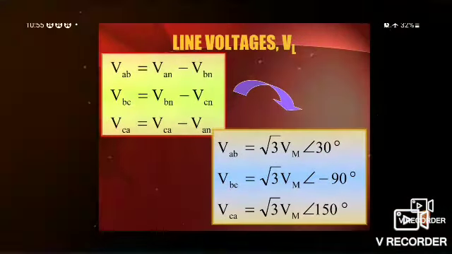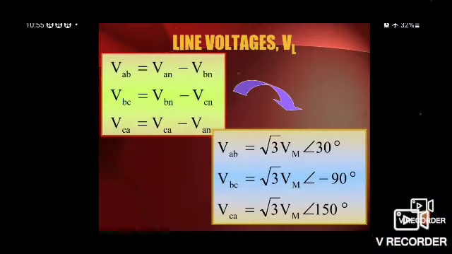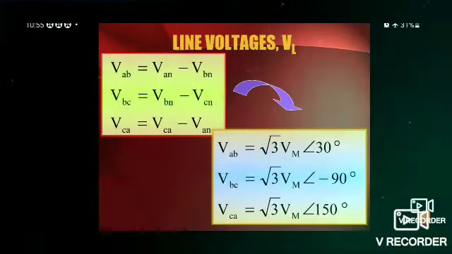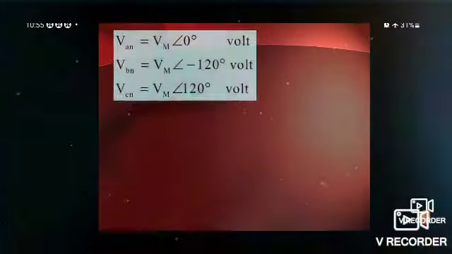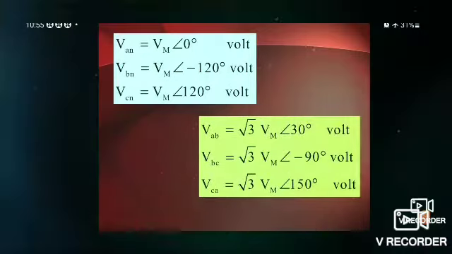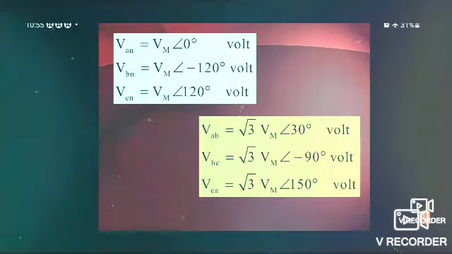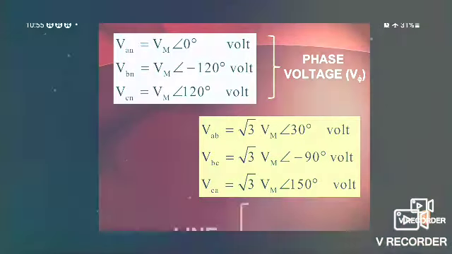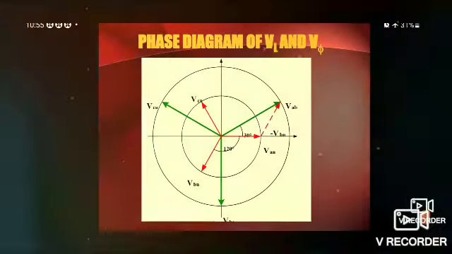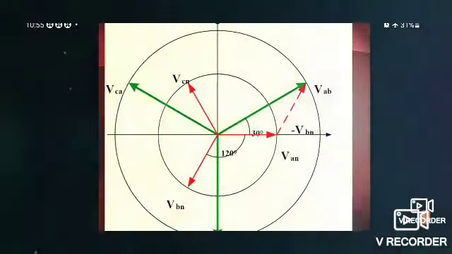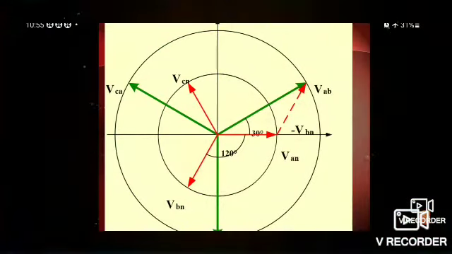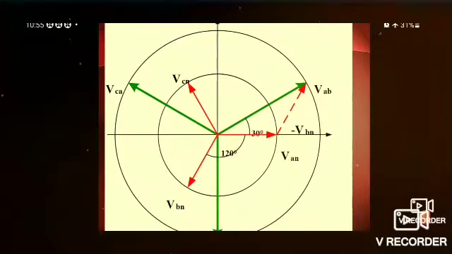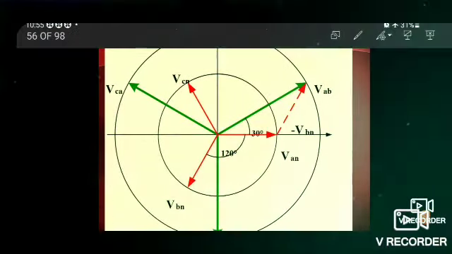Therefore, VAB equals root 3 VM with angle 30 degrees, VBC equals root 3 VM with angle minus 90 degrees, VCA is root 3 VM with angle 150 degrees. We already know VAN, VBN, VCN, and VAB, VBC, VCA. The first set is phase voltages, the second is line voltages. See the diagram. There will be a phase difference of 30 degrees between VAB and VAN, similarly for VBC and VBN, and for VCA and VCN.